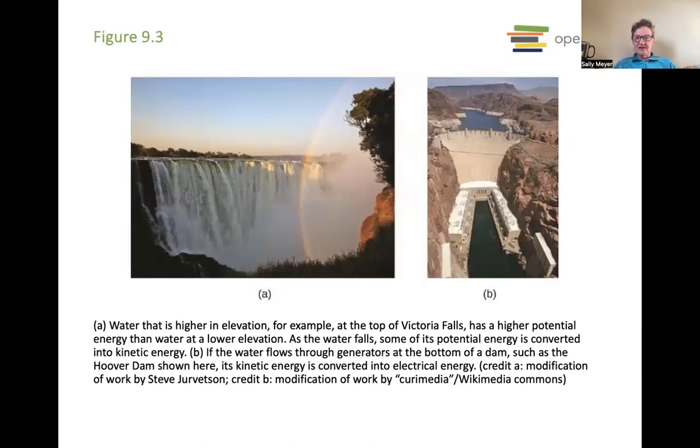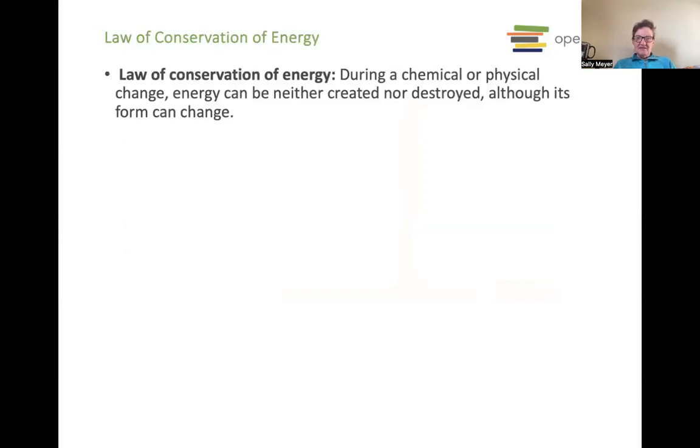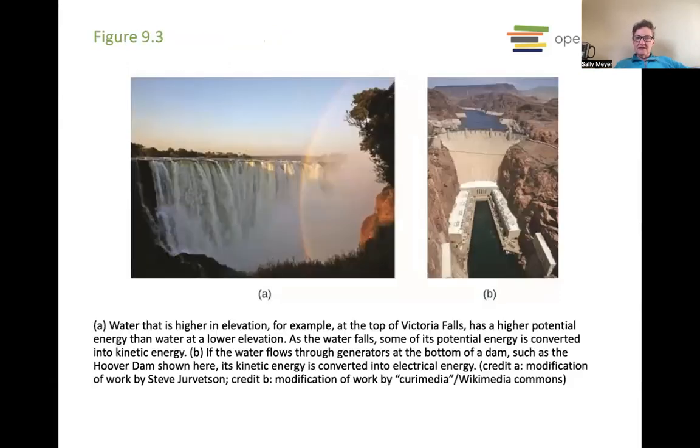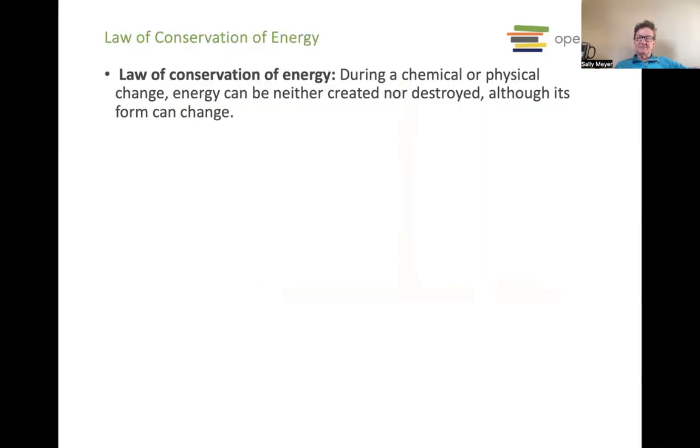This just shows you that if you, on the right, just lift water up against gravity, it has potential energy. But on the left, it's not until that water actually falls that you can release that potential energy in the form of kinetic energy. So conservation of energy: during a chemical or physical change, energy can be neither created nor destroyed, although its form can change. So it can change from potential to kinetic in this case.